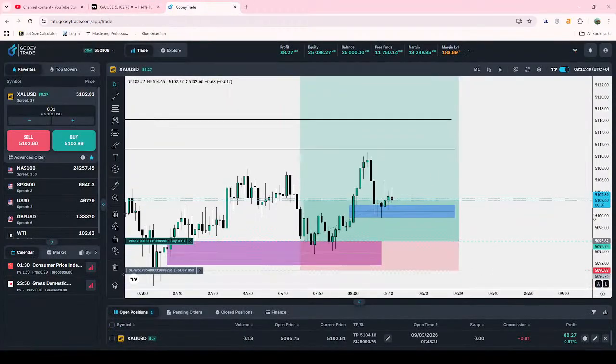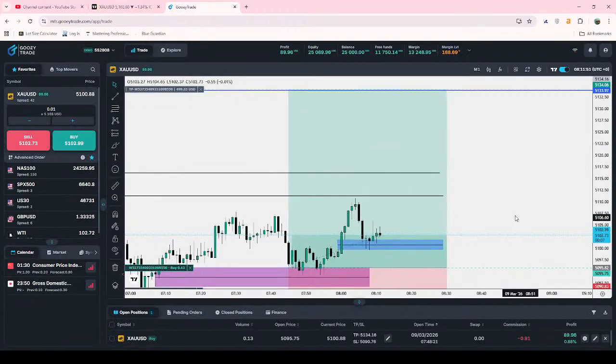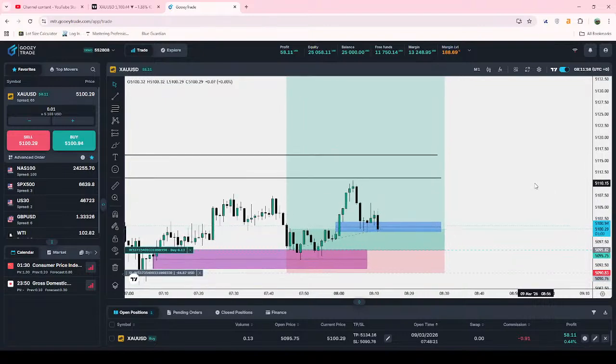51.23. If I go for 51.23, 51.23 to 33, just 100 pips of difference.